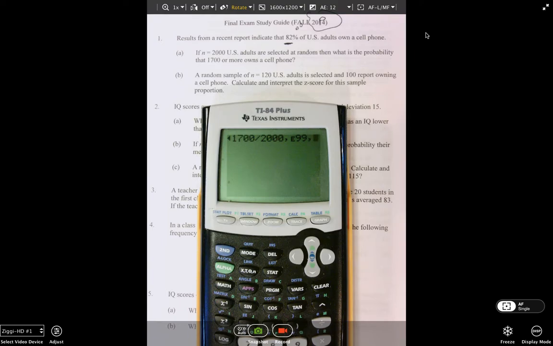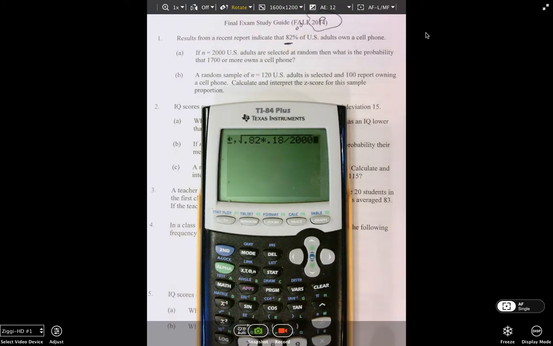And now we have to put in the mean. Remember, the mean of this distribution is the percentage that we're given as a decimal, so that's going to be 0.82. And then we have to put in the standard error, which is the square root of 0.82 times 1 minus 0.82. Guys, I can see that that's 0.18. If you can't, just write that down on a sheet of paper before you start the problem. And then we will divide it by the sample size, so we can see that we took the sample of 2,000 adults. And I'm going to hit my right arrow to get out of there.